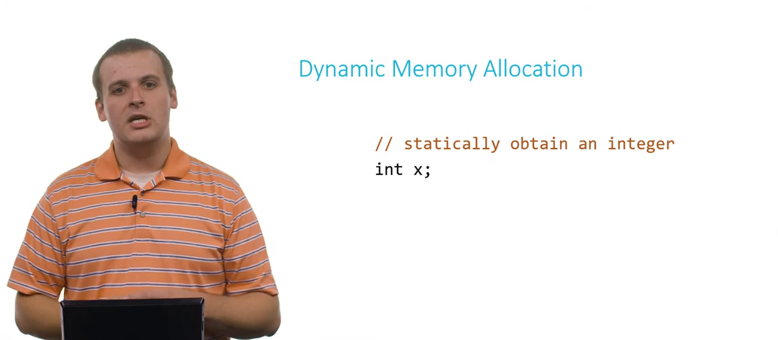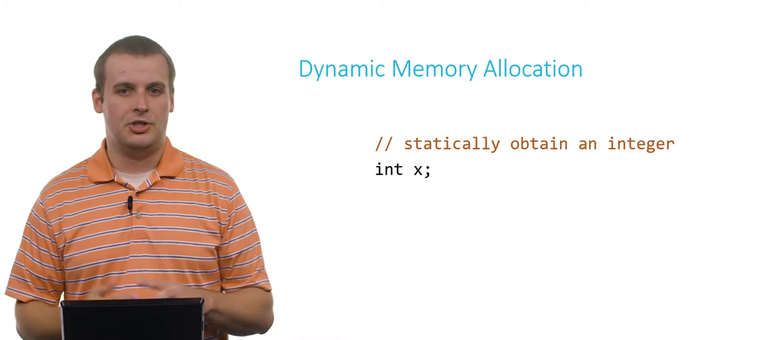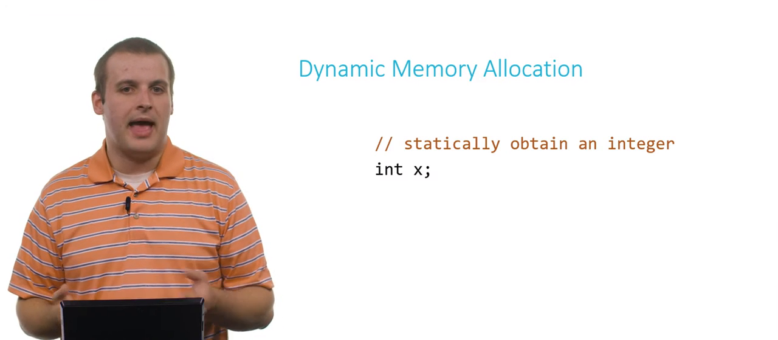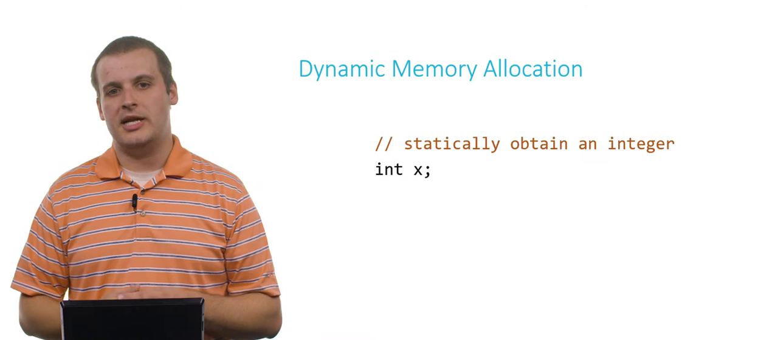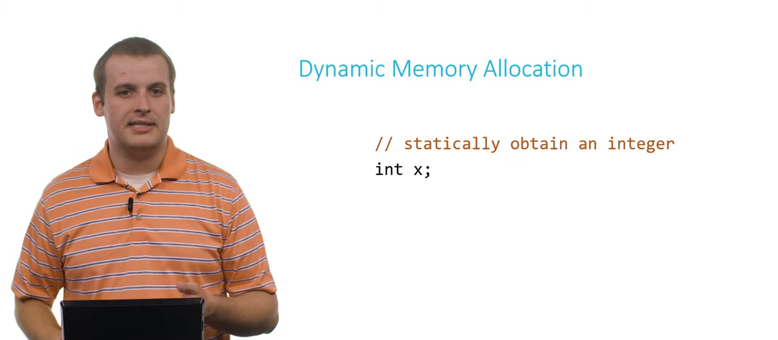If it is, you need to end your program, because if you try and dereference the null pointer, you're going to suffer a segmentation fault and your program is going to crash anyway. So how do we statically obtain an integer? Int x. We've probably done that a bunch of times, right? This creates a variable called x that lives on the stack.